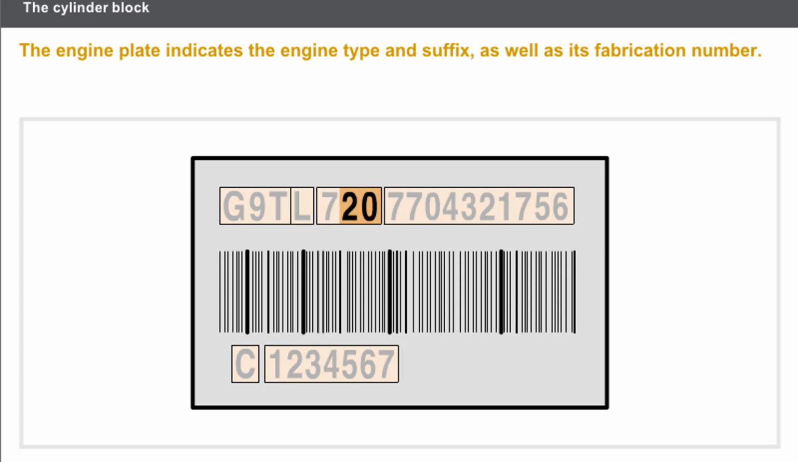The number 20 corresponds to the engine suffix. This number relates to the assembled engine part number reference. The letter C relates to the engine production plant. Lastly, the next number relates to the engine fabrication number.